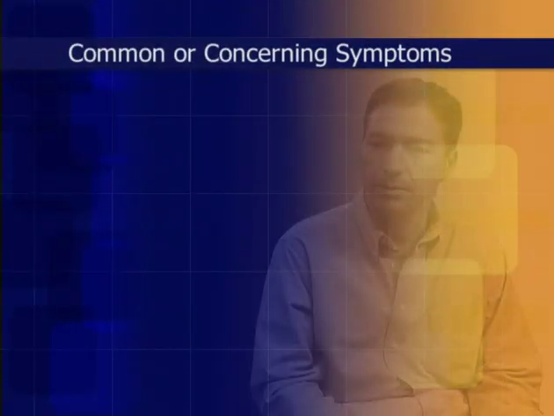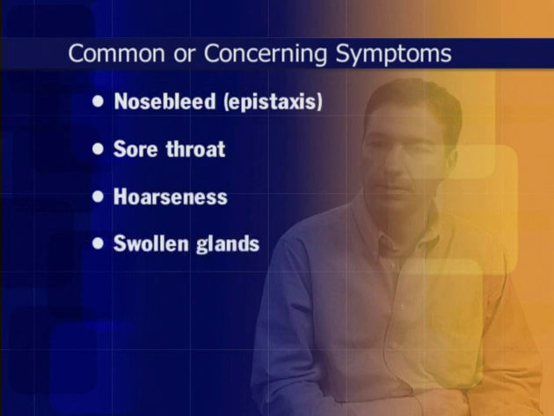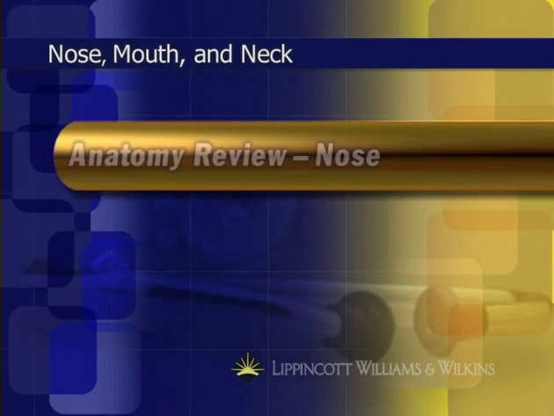In either case, you'll record the patient's chief complaint, along with common or concerning symptoms. Common or concerning symptoms relating to the nose, mouth, and neck include nosebleed or epistaxis, sore throat, hoarseness, swollen glands, and goiter. By eliciting the patient's concerns before the examination, you prepare for an examination that is efficient and productive. With the patient's health history in mind, you are now ready for the examination.